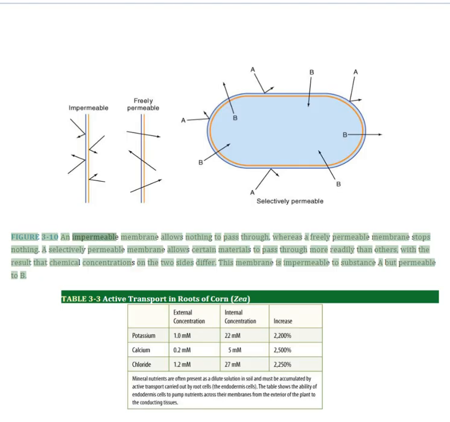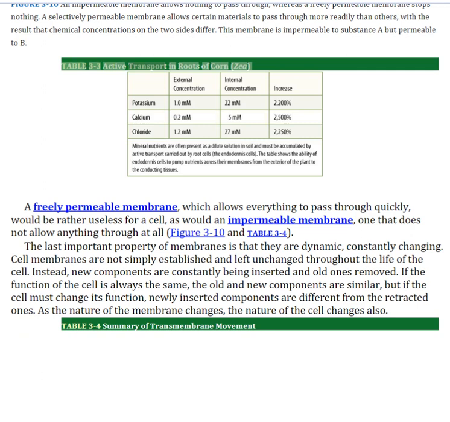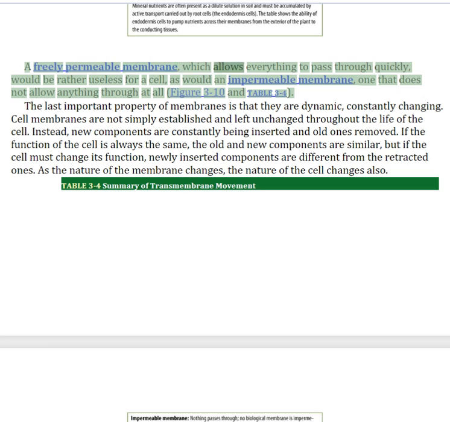Figure 3.10: An impermeable membrane allows nothing to pass through, whereas a freely permeable membrane stops nothing. A selectively permeable membrane allows certain materials to pass through more readily than others, with the result that chemical concentrations on the two sides differ. This membrane is impermeable to substance A but permeable to B. Table 3.3: Active transport in roots of corn. A freely permeable membrane, which allows everything to pass through quickly, would be rather useless for a cell, as would an impermeable membrane, one that does not allow anything through at all.